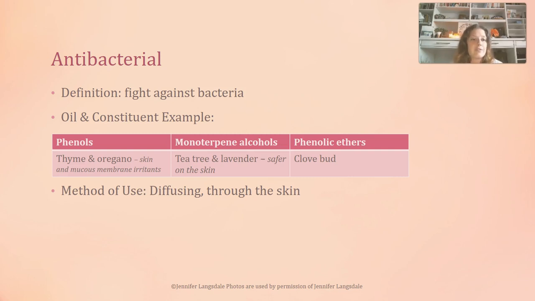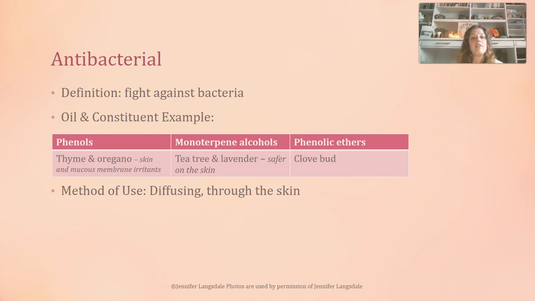So oils that we're looking for are going to be high in phenols, monoterpene alcohols, and ethers. I apologize for my new chemistry tongue. So the phenols that we've talked a lot about through our online lectures are thyme and oregano, but we know that they're irritants to the skin, so we wouldn't be really applying them to the skin, but maybe using them to clean our homes with, or using them in our diffusers.